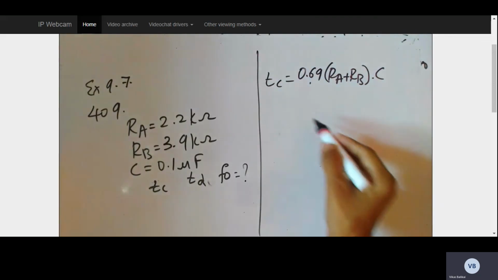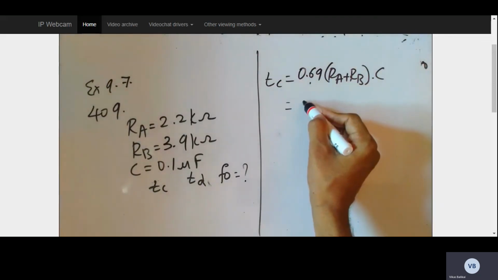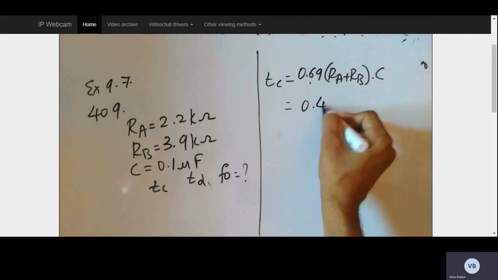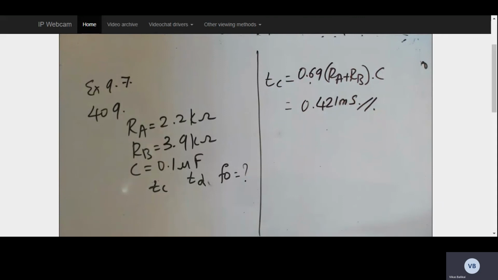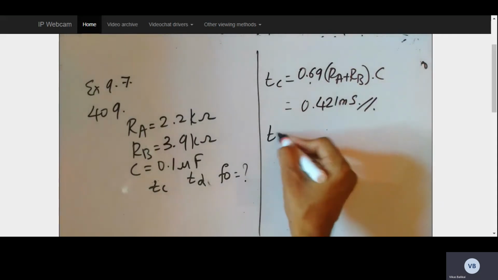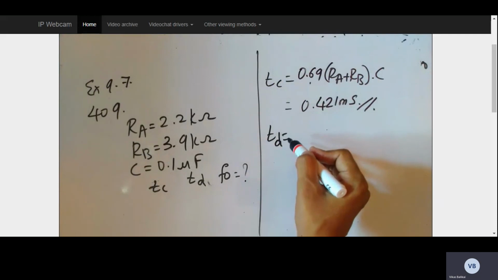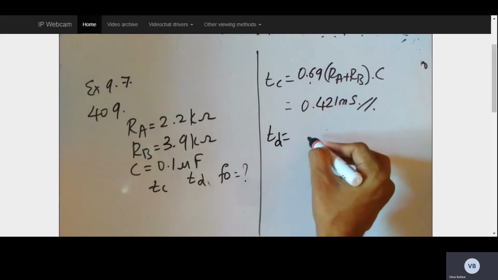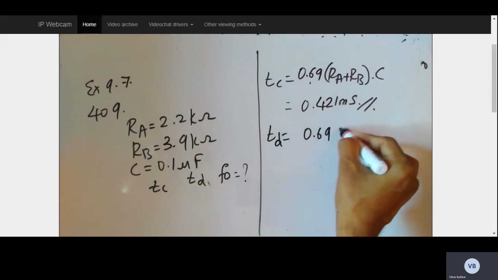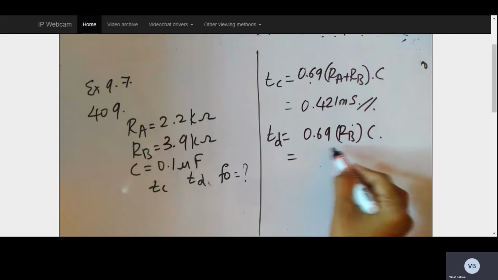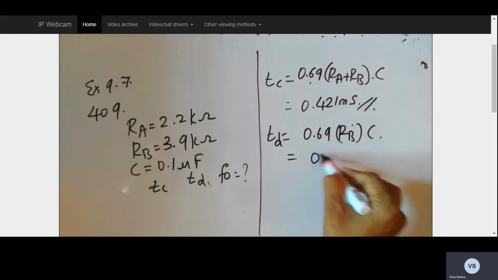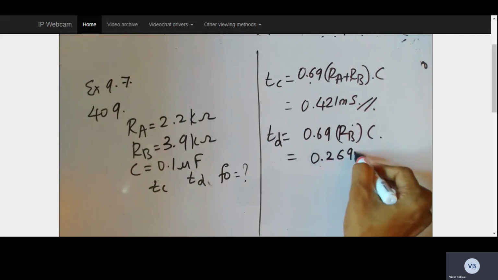If I just calculate it, I'm going to get 0.421 millisecond. This is my charging time, or basically the positive pulse width. And if I want to get the value for TD, what was my TD expression? TD expression was 0.69 times 2 RB multiplied by C. So just substitute the values of RB and C. I'm going to get a value of 0.269 millisecond.